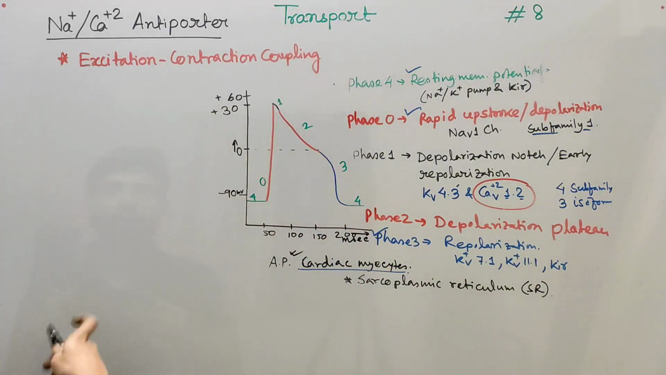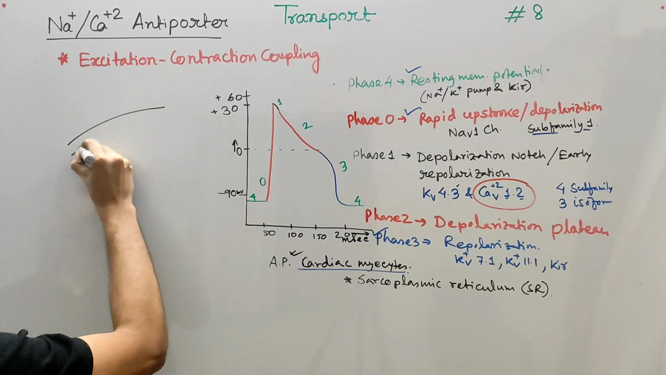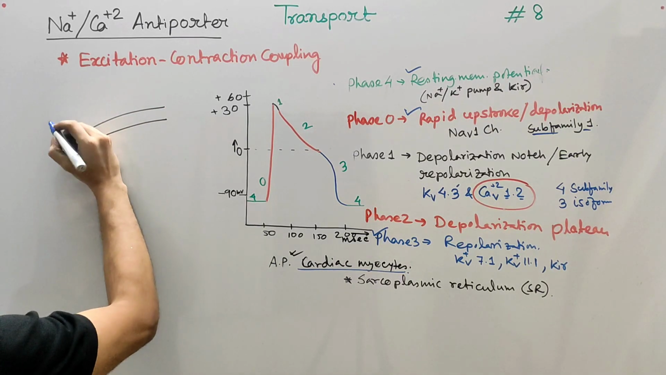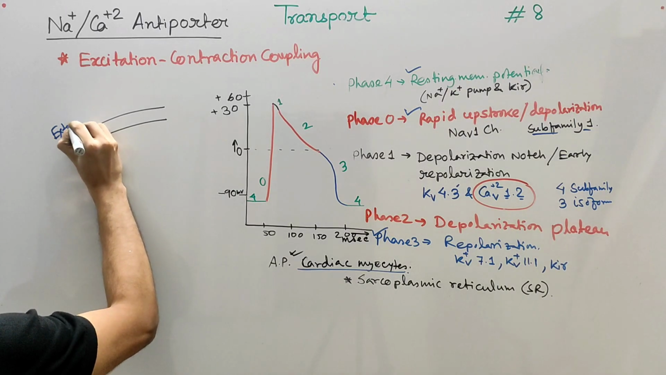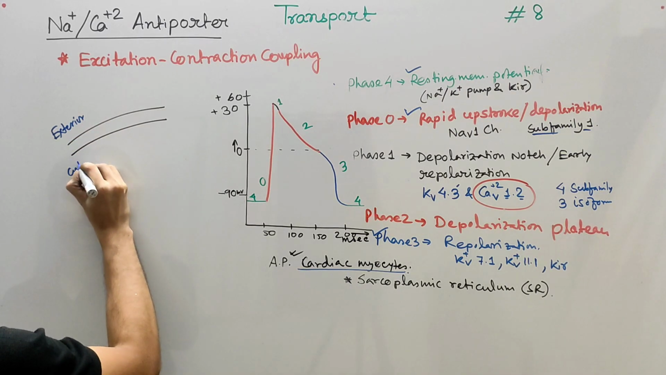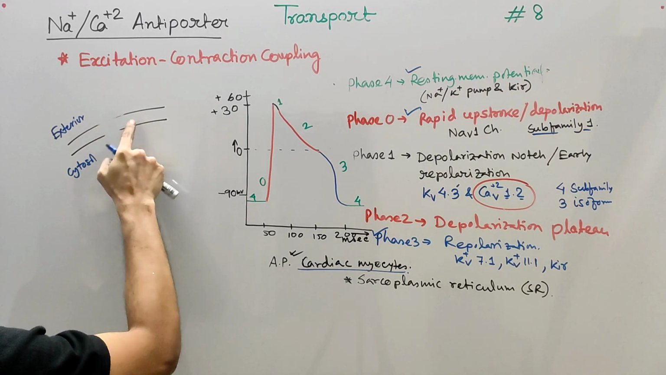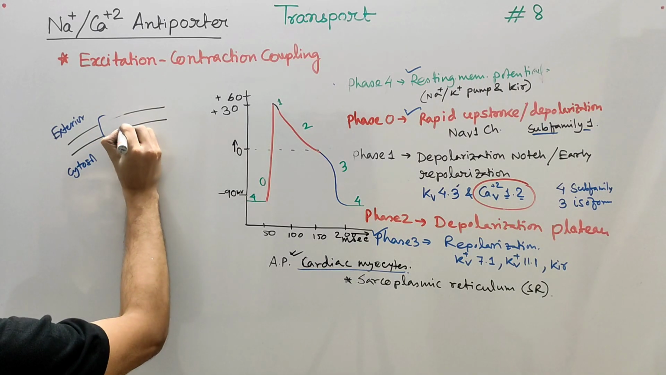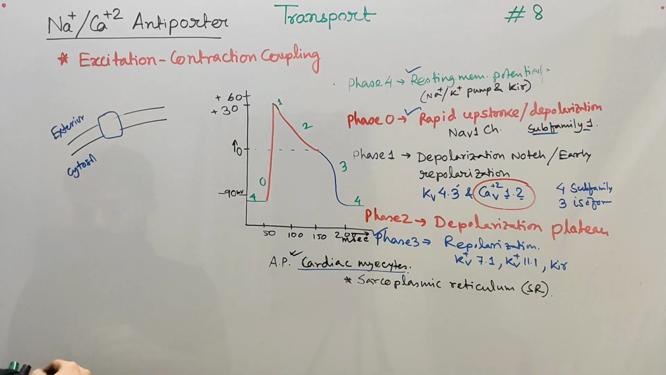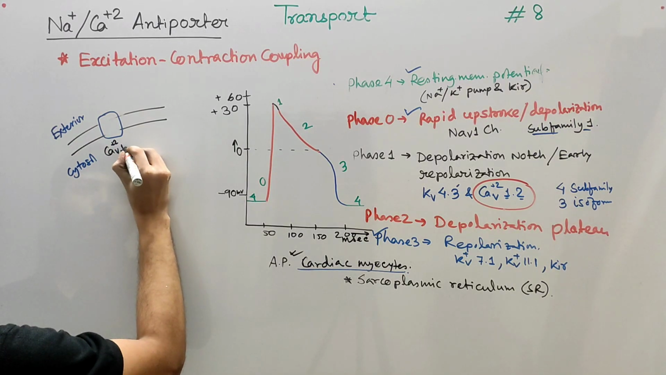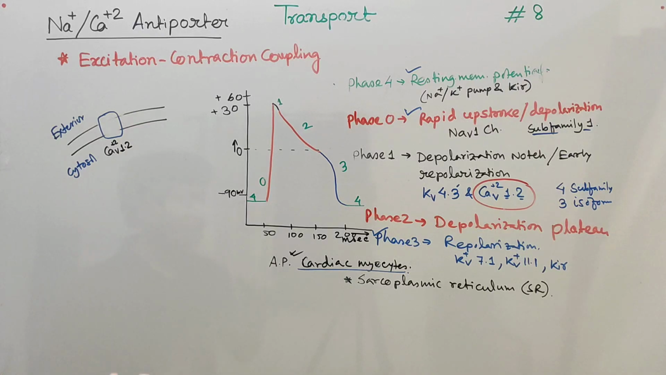So I will draw the plasma membrane, and let's suppose this is the exterior of the cardiac myocytes, and this is the cytosol of the cardiac myocytes. In the plasma membrane, there are calcium channels present. I have mentioned the voltage gated calcium channel 1.2 in the plasma membrane.